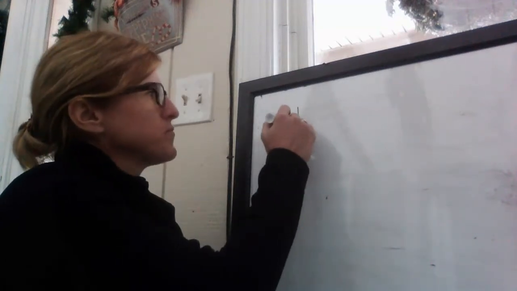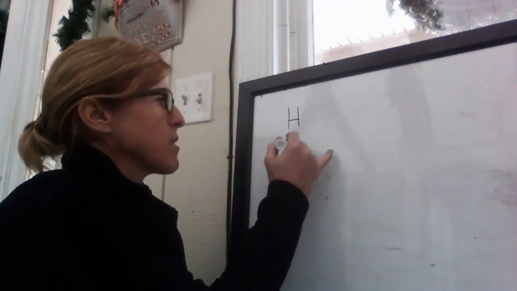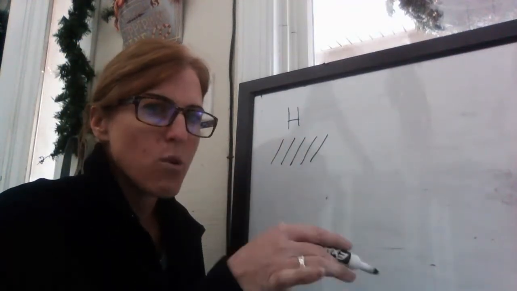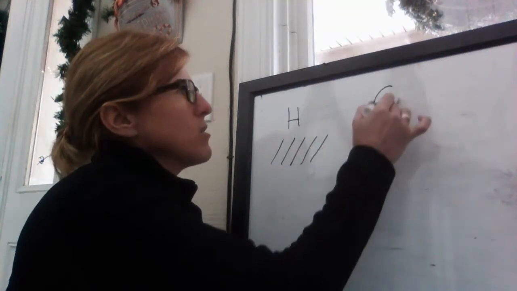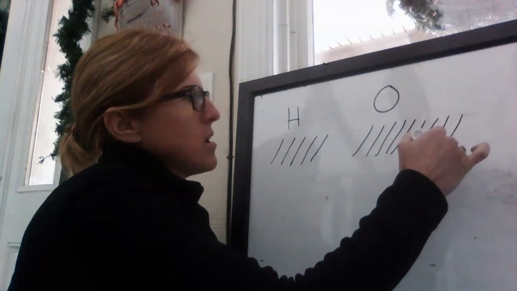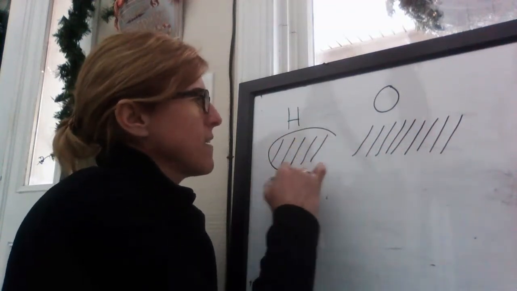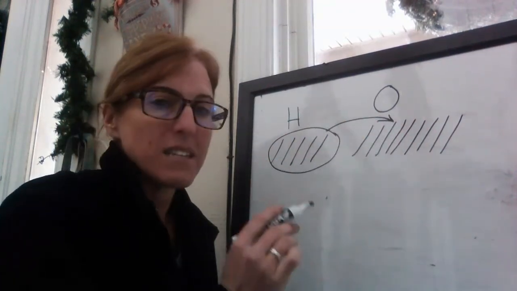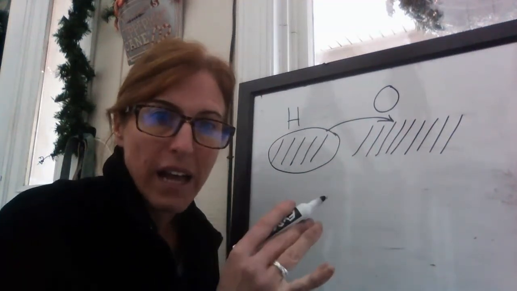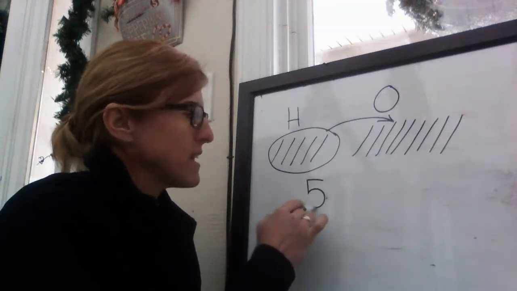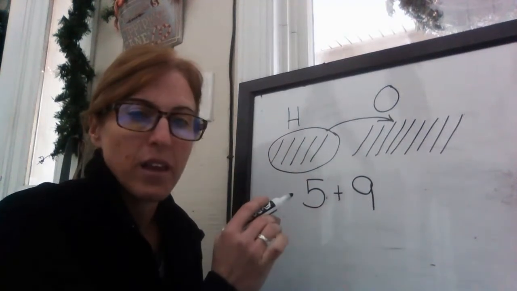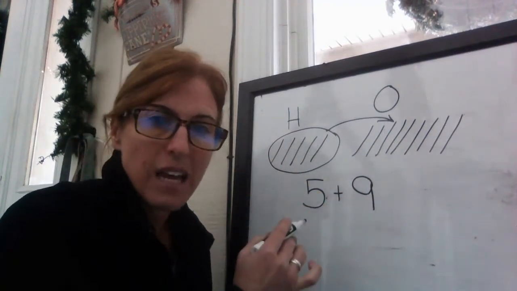If Hannah, I'm going to write an H for her, has 5 markers, and I'll draw lines for her markers. And Owen, he has 9 more markers than Hannah. So that means Owen has 9. But he has 9 more. So that means he has 5 of them plus the 9. That's right. I'm going to have to add. So I'm going to take the 5 that Hannah has, and I'm going to add because Owen has 9 more. So I have 5 plus 9, and then I'm going to solve.